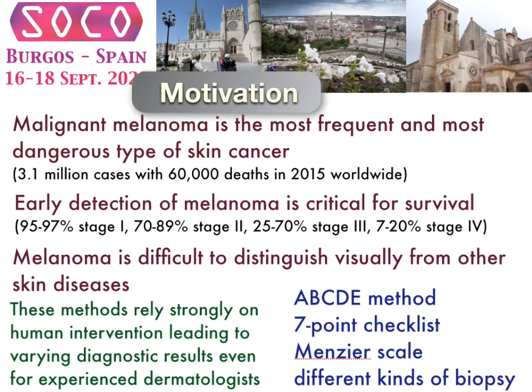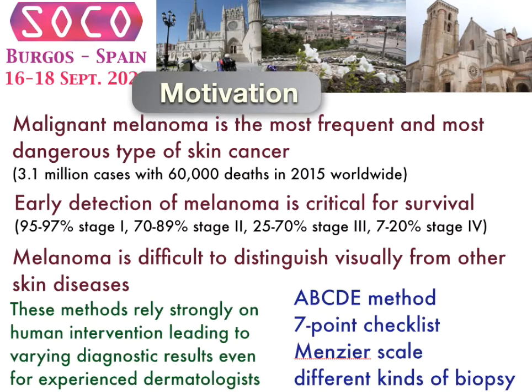You take a look at the survival rate for different stages, starting in stage 1, which is between 95 and 97%, but it is as low as 7 to 20% of survival for stage 4. So early detection is very important in order to survive from this disease.